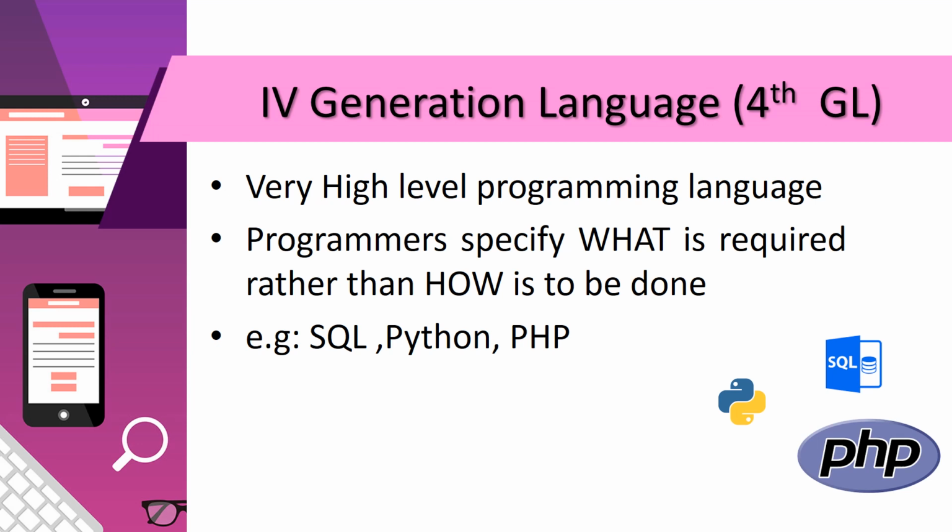Fourth generation language. It is a very high level programming language and it is non-procedural in nature. In this, the programmer will specify what is needed instead of how it is to be done. Examples of these programming languages are Python, SQL, PHP. The advantage is that the time, cost of development and the effort are very less when compared with the previous generation languages.